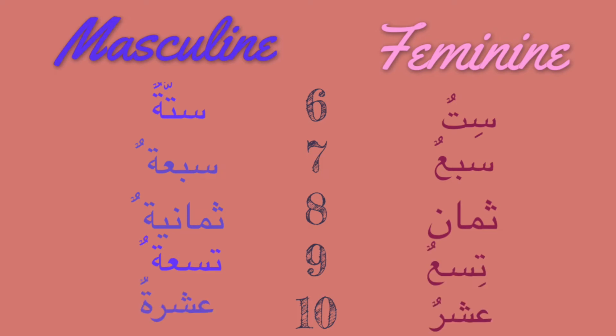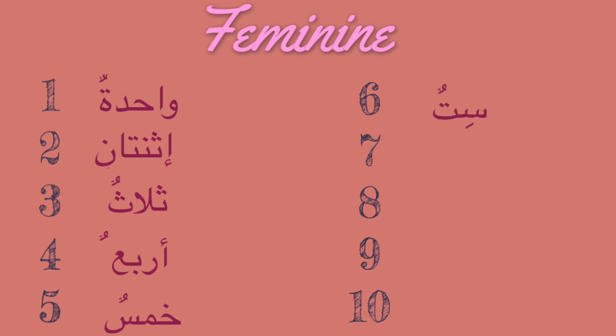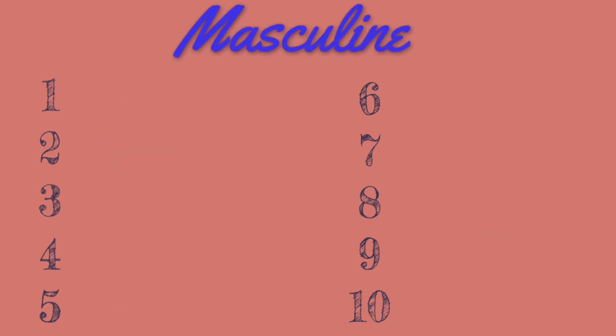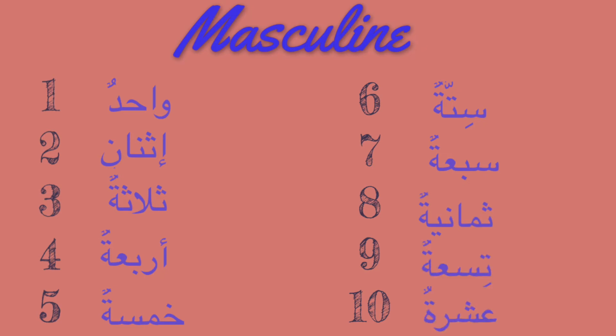عشرة, عشر. Let's repeat all the feminine numbers. واحدة, اثنتان, ثلاث, أربع, خمس, ست, سبع, ثمانية, تسع, عشر. Now to masculine. واحد, اثنان, ثلاثة, أربعة, خمسة, ستة, سبعة, ثمانية, تسعة, عشرة.